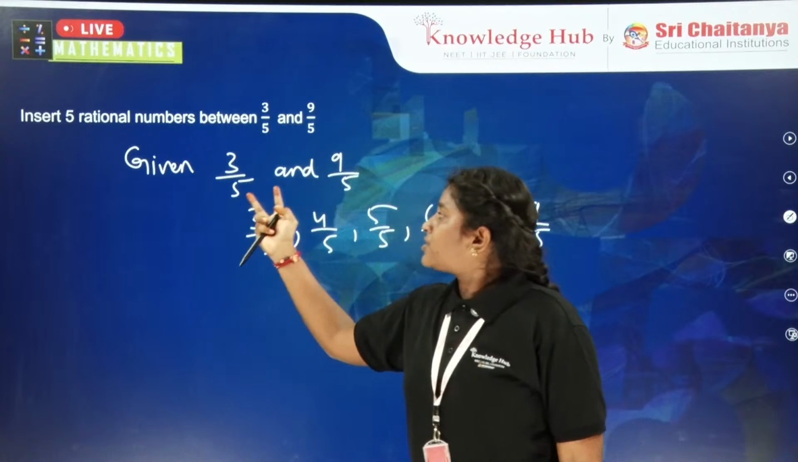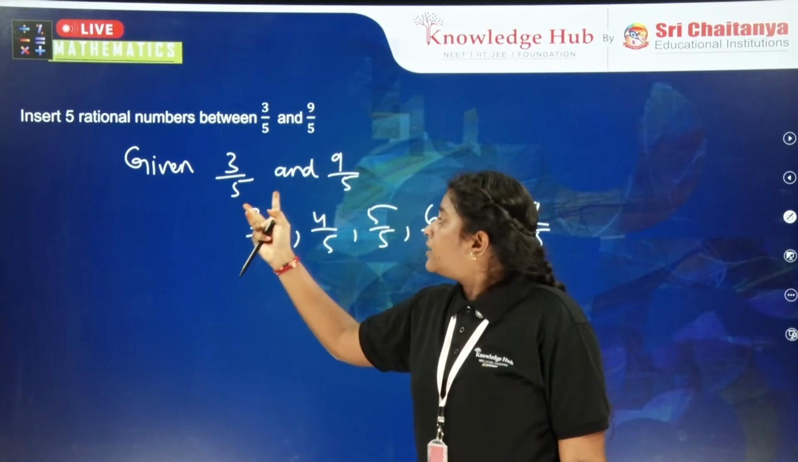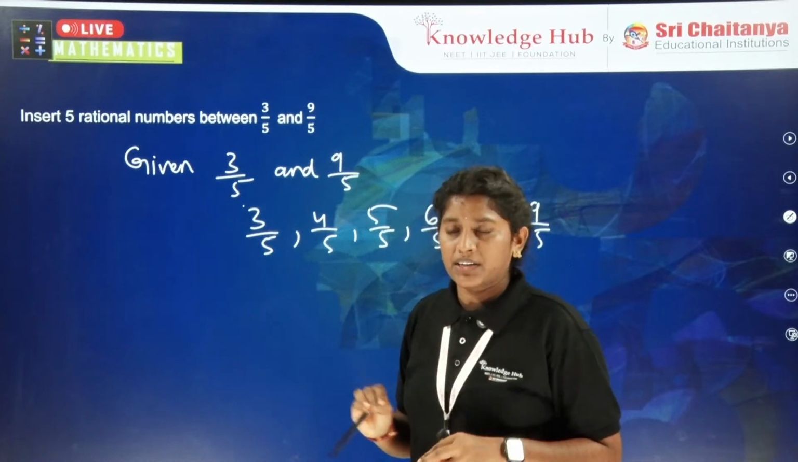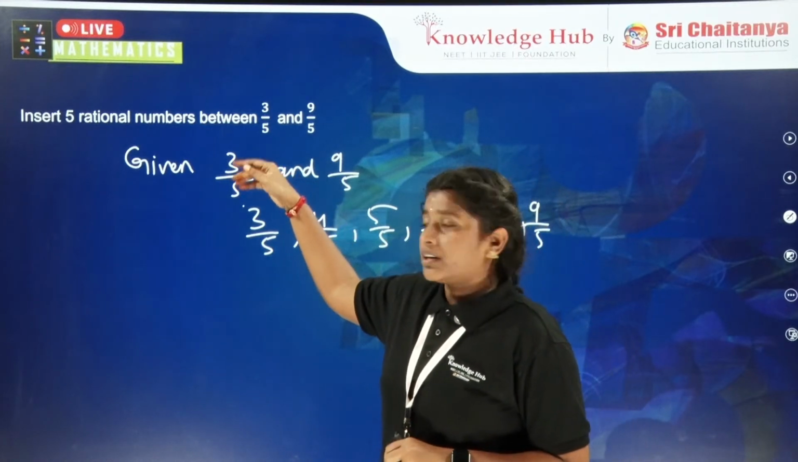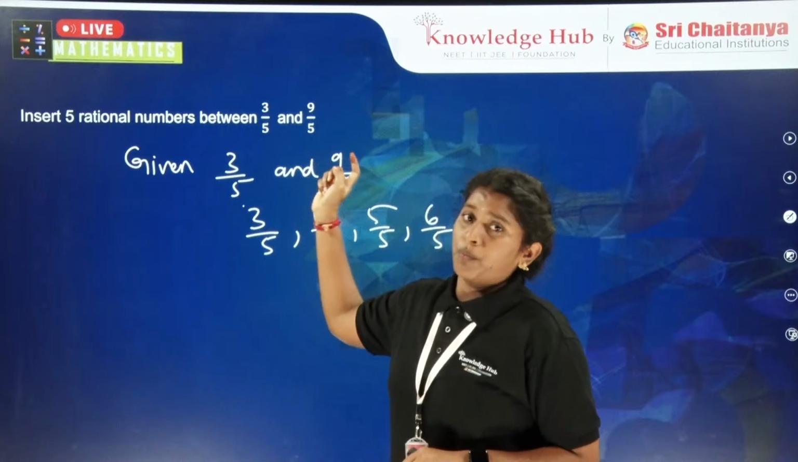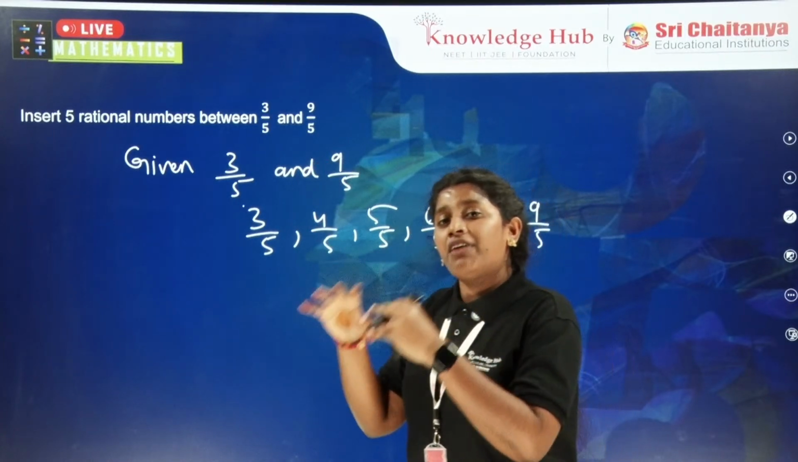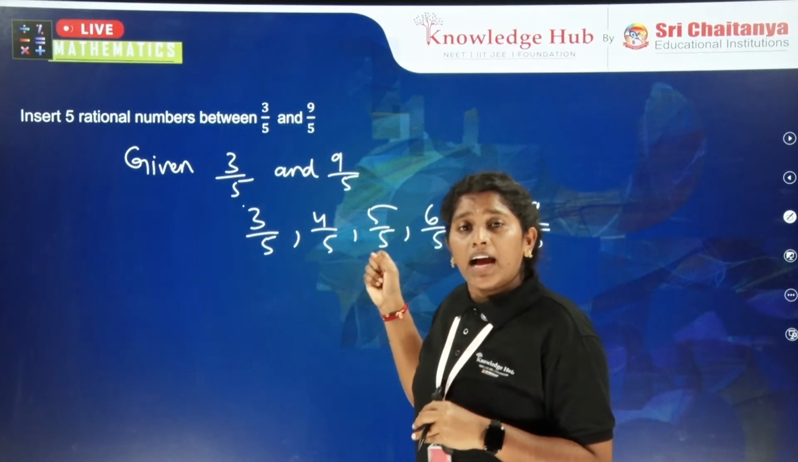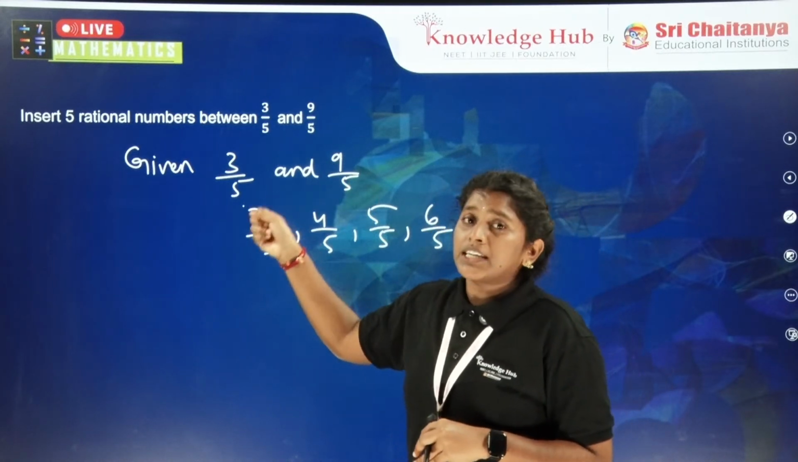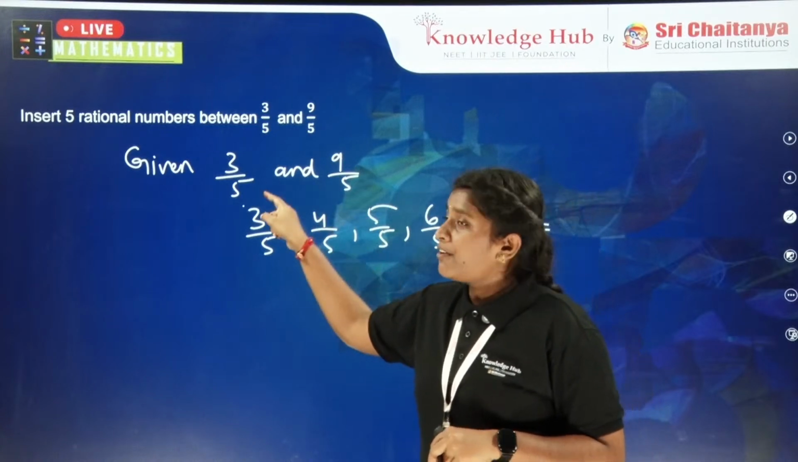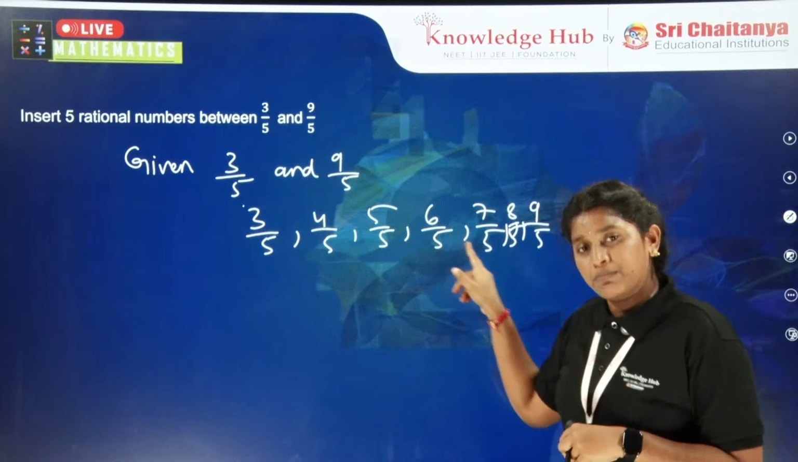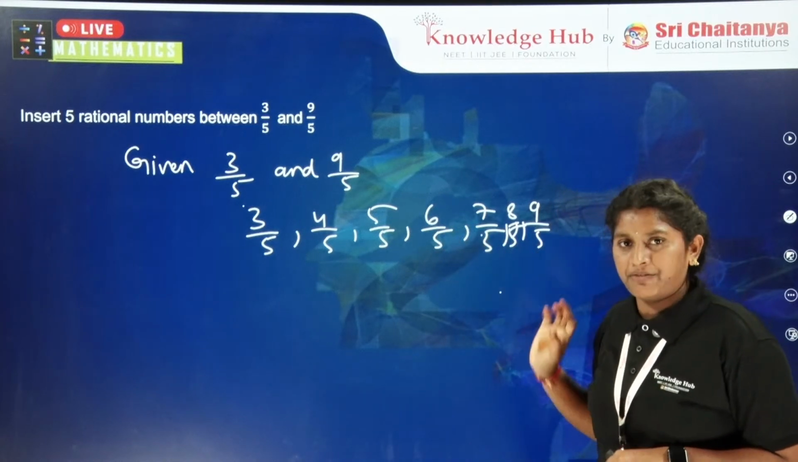First of all, we check the denominators here. Here the denominators are 5 and 5. It means we have the same denominators. Now moving to the numerators, they are 3 and 9. So between 3 and 9, we can insert the 5 rational numbers. That's the reason we write the direct answer: the 5 rational numbers between 3 by 5 and 9 by 5 are 4 by 5, 5 by 5, 6 by 5, 7 by 5 and 8 by 5.